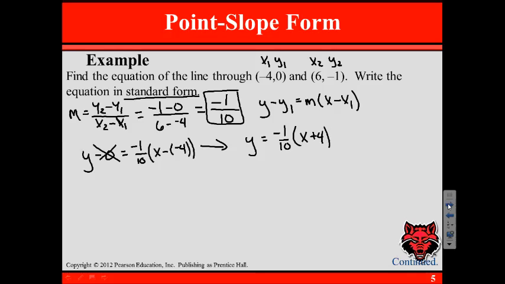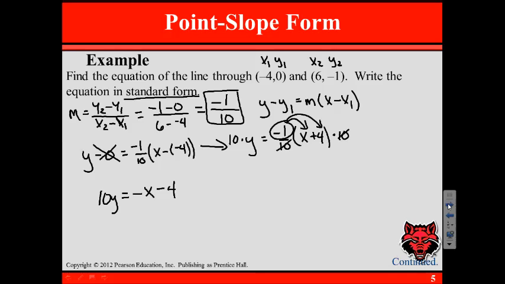Now at this point, you may decide you don't want to deal with the fraction, and if that's the case, we will multiply both sides by that fraction's denominator. On the right side, the 10's cancel, but we still have the -1. On the left side, we have 10 times y. So the left side becomes 10y. Now, if we look back at that last line of work, we're going to take this -1 and distribute to both terms inside parentheses. -1 times x is -x. -1 times 4 is -4.